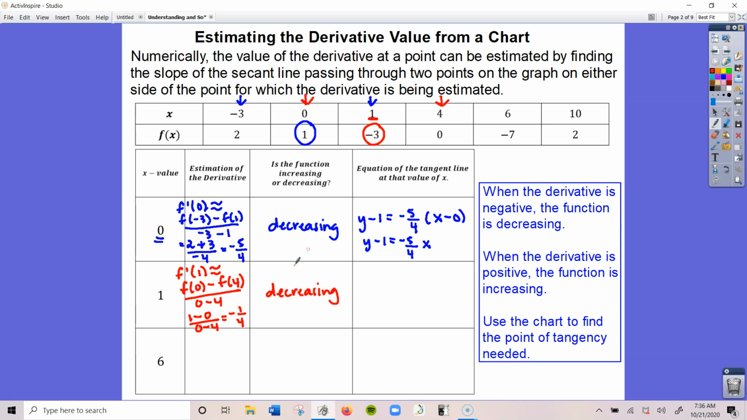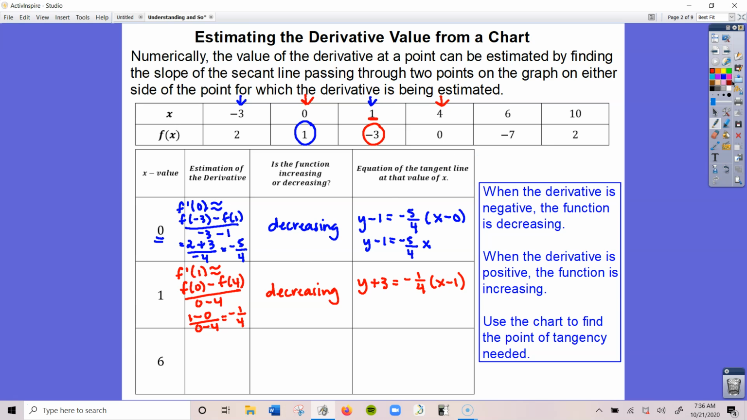And you can see this, right? If we go to x is equal to 1, if you look on the left and to the right, we see that we go from 1 to -3, meaning that it is decreasing. So now to write the equation, we would state y minus the y1, which is -3, so plus 3, is equal to -1 over 4, parentheses, x minus 1.